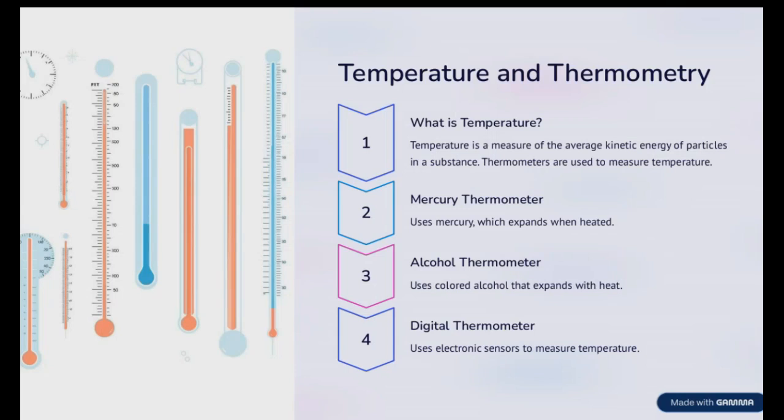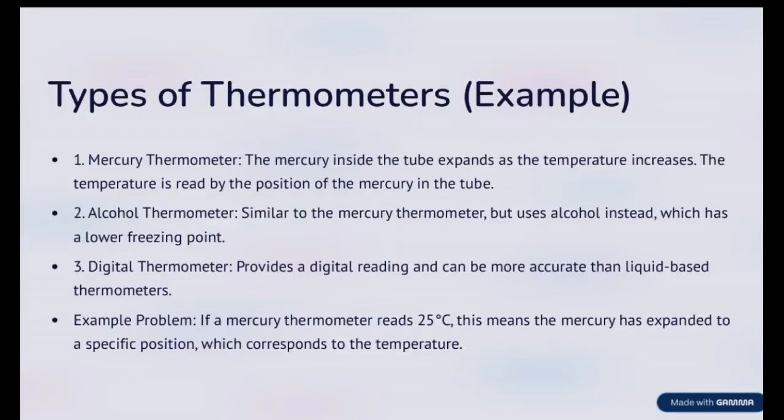So temperature is usually measured with a thermometer. And we have different types of thermometer. We have mercury in glass thermometer, alcohol in glass thermometer, and digital thermometer. So let's see the definition of these types. First, the mercury in glass thermometer is where we have a glass tube that will be filled with some quantity of mercury.